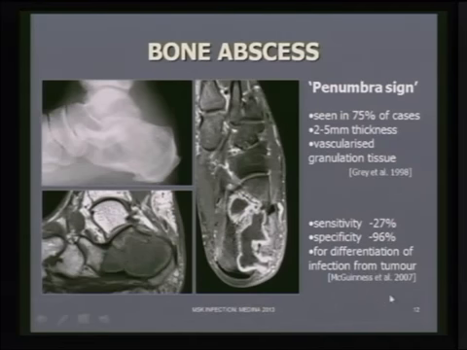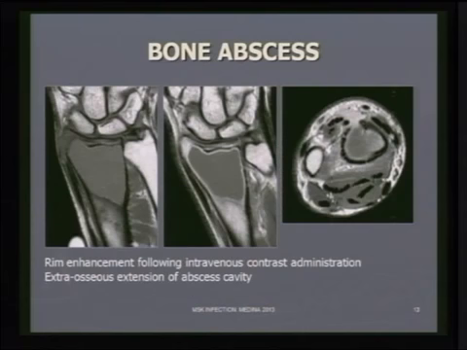In this other study, published more recently, it was only seen in about 27% of bone abscesses, but it has a very, very high specificity, 96%, for the differentiation of infection from tumour. So it's a very important sign to look for, the penumbra sign. Give gadolinium, you'll see it enhance, and this is a very, very strong indicator that you're dealing with a bone abscess as opposed to a bone tumour.